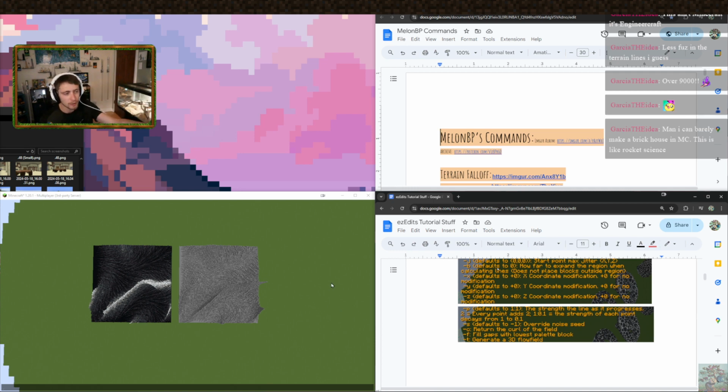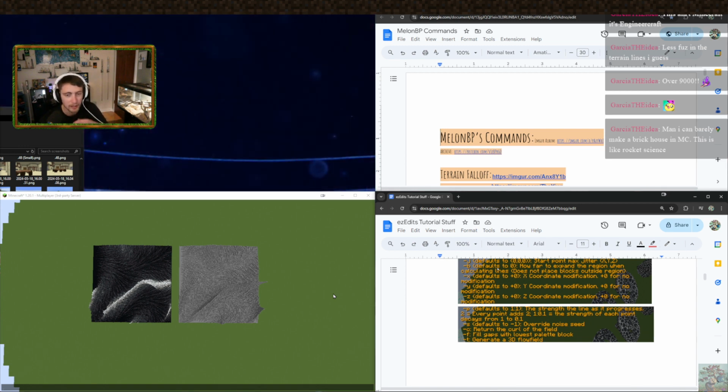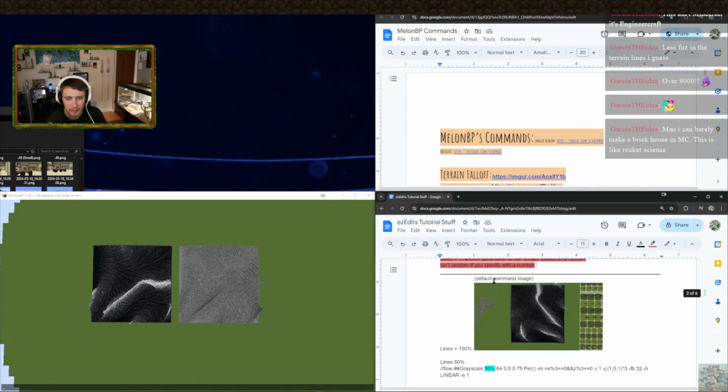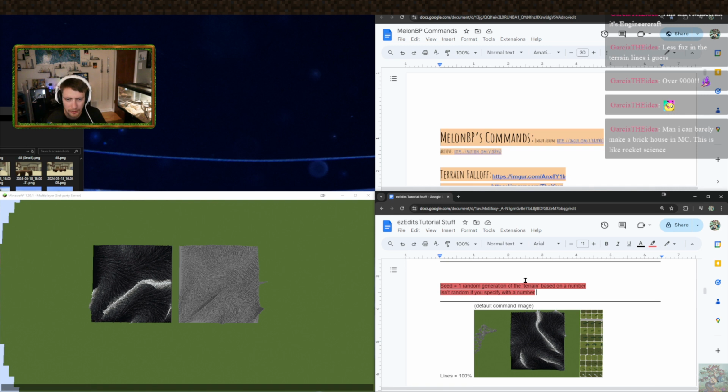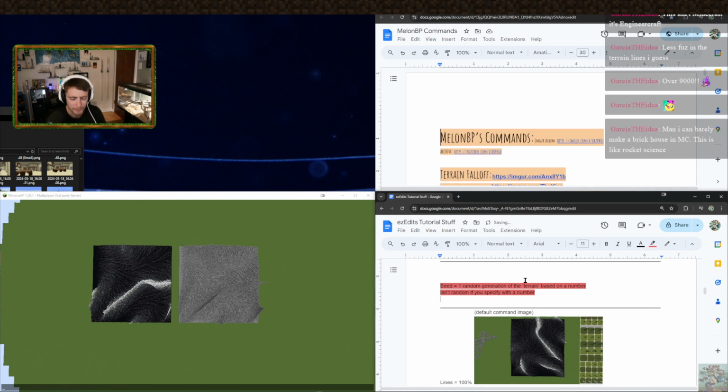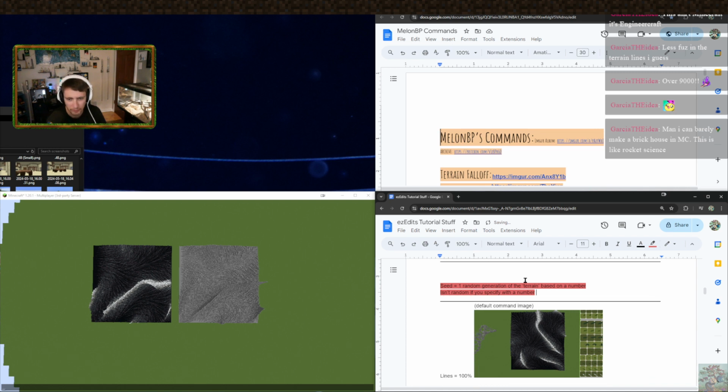So every time you type the command, it will be a different seed, even if you're putting it in the same spot and doing all the same parameters. If you don't specify a seed, it will be random, if that makes sense. So let me try and explain that in words that I type. So the seed will be random, unless you specify with a number. Let me put it that way.